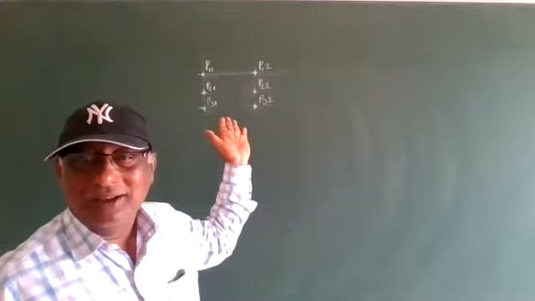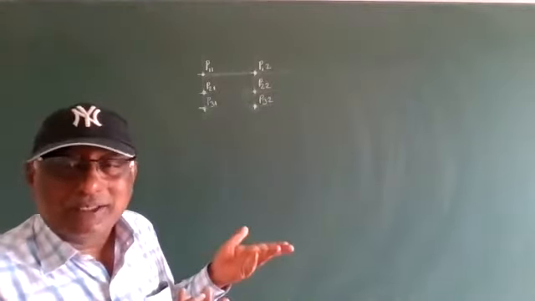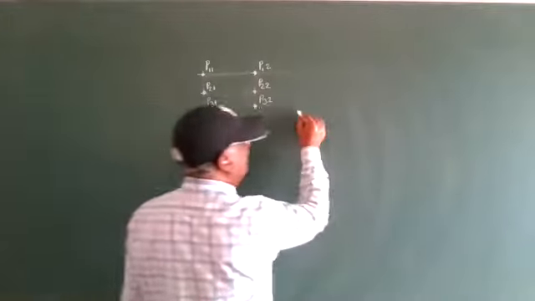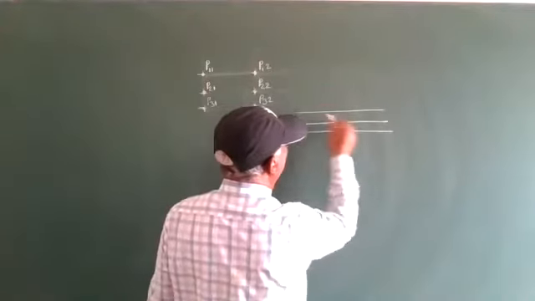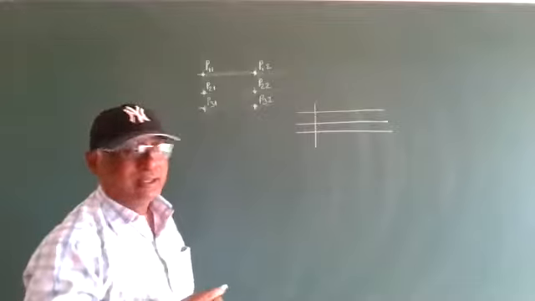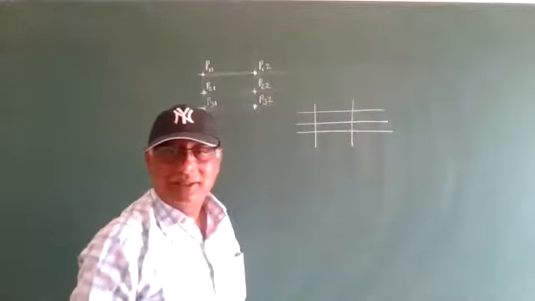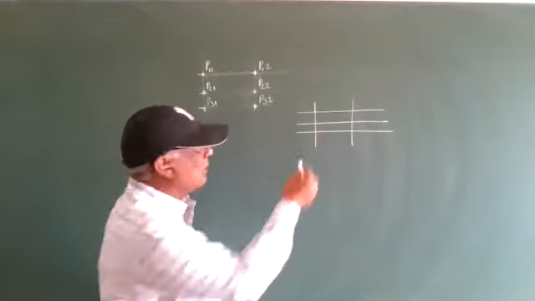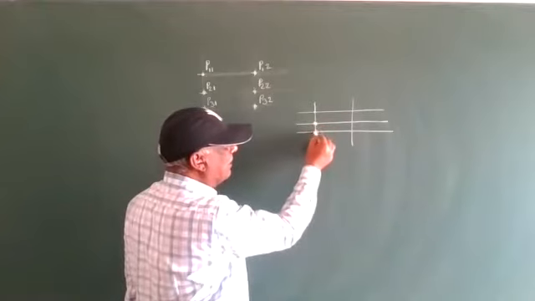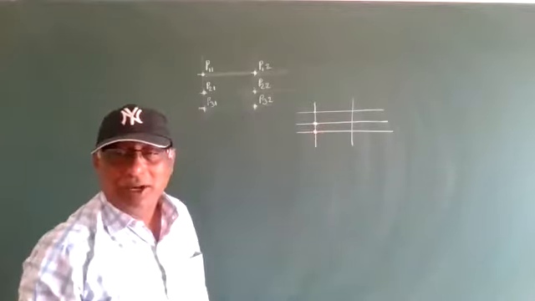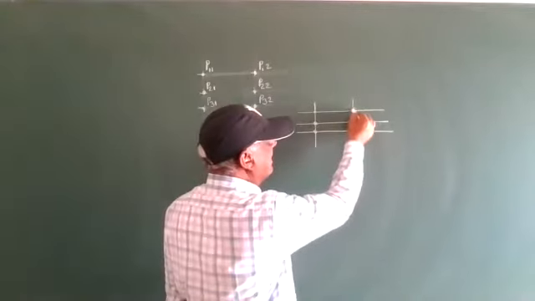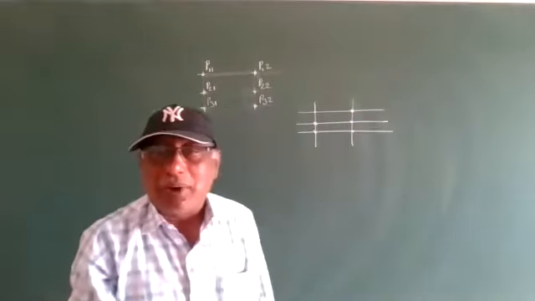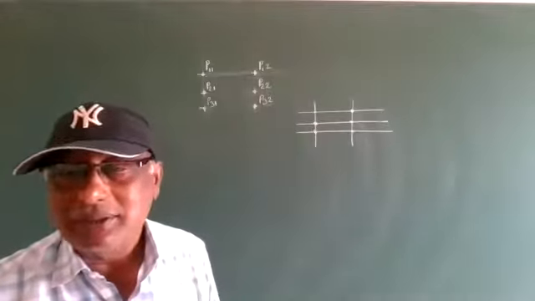Any example of a common point? The example is needed. So these are the lines. Two lines are intersecting, and this is the one common point. That is the common point.